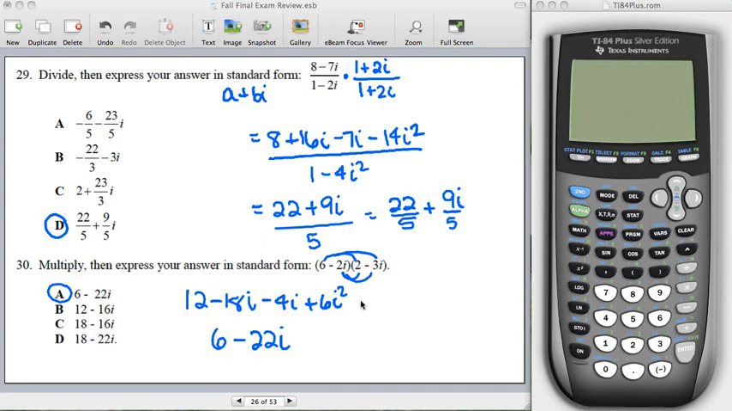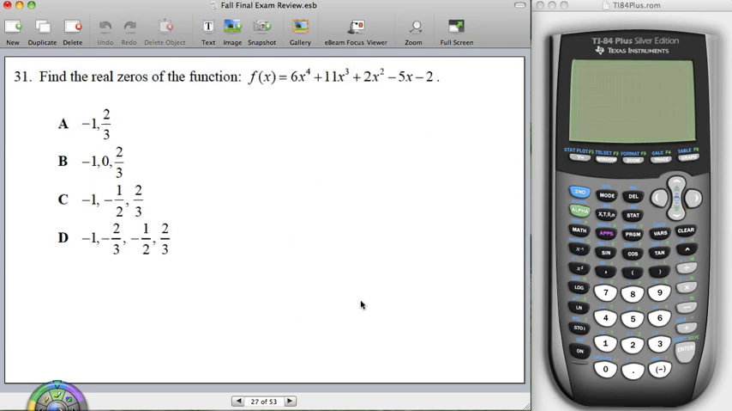All right, guys, here is part two of your multiple choice final exam review. It's going to start with number 31. All right, so for number 31, we want to find the real zeros of this function.